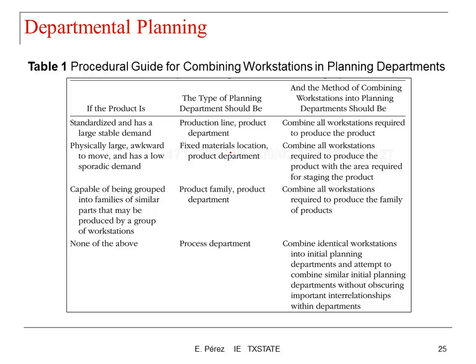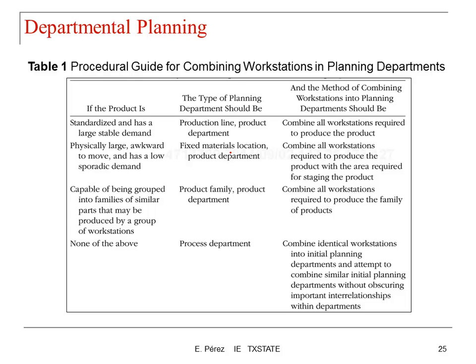Here's a nice table. This is coming from your textbook. This is a procedural guide for combining workstations in planning department. So if you have a product that is standardized and has large stable demand, then you can look at the second column and say the type of planning department should be a product line, product department. And the method of combining the workstations in one department is by combining all the workstations required to produce a product. As I was saying, you're going to keep everything close to the product.